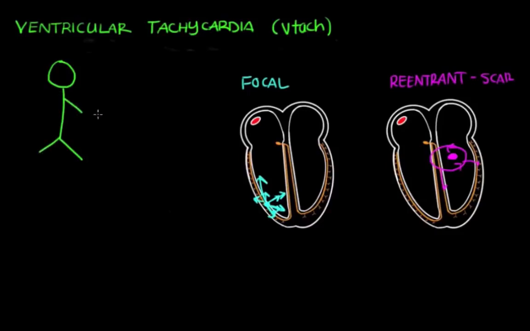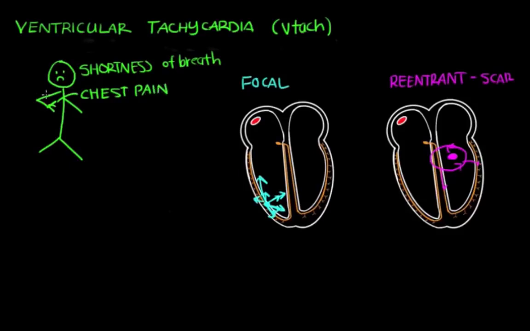Remember, you have the heart beating so fast that it's not able to circulate adequate oxygenated blood to the rest of the body. So someone might complain of shortness of breath because the body's tissues aren't getting enough oxygen and it's going to make them want to breathe more. A person might also complain of chest pain, and that's basically because the heart itself isn't getting enough oxygenated blood.